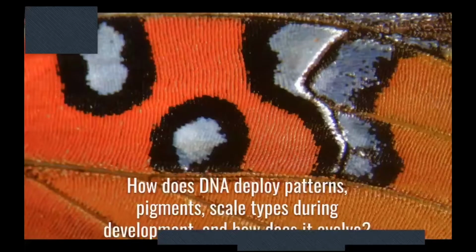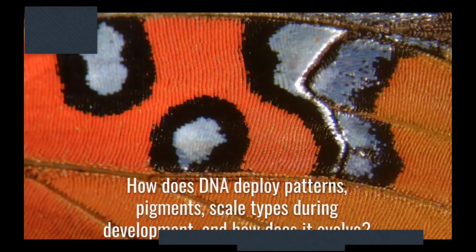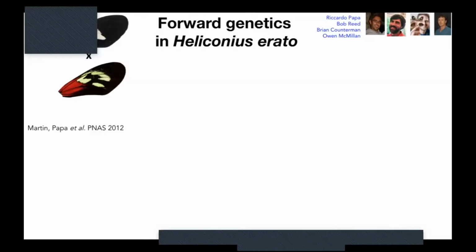So how does DNA deploy patterns, shapes, pigments, scale types during development, and how does it evolve? Back in 2007, 2008, when I started my PhD with Bob Reed at the University of California, Irvine, we continued an experiment done by colleagues mapping the genetic basis of shape variation in Heliconius butterflies. Those are tropical butterflies that have a wide variety of patterns. So ignore the presence or absence of red and just look at the shape of this median yellow band.